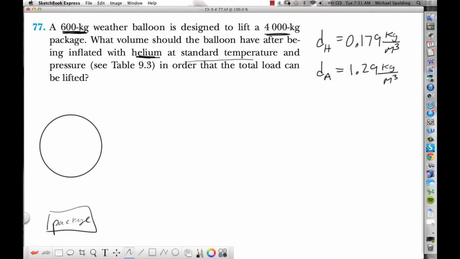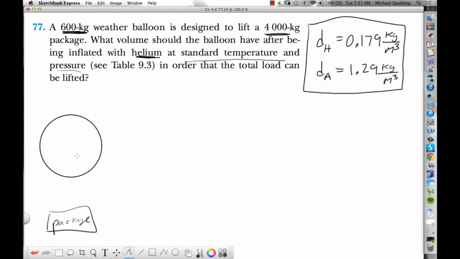Standard temperature and pressure, that just affects the density. As temperature goes up, air becomes what, more dense or less dense? Less dense. So STP is just giving you these densities here, the density at standard temperature and pressure. You have to look these up. On the quiz, I'll give you densities. You don't have to memorize them.